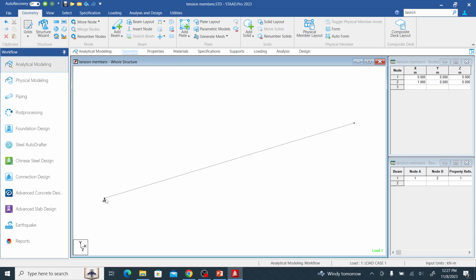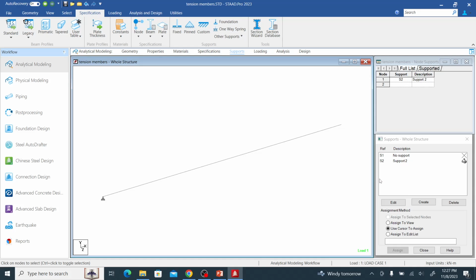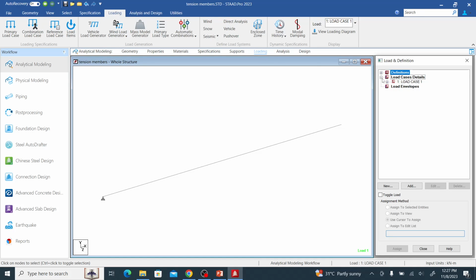Let's start. I just modeled a 1 meter beam and assigned my section of 20 by 20 by 3 equal angle. The next thing I did was go to support. I put a pin support at one end and went to loading. I applied a tensile load of 20 kilonewton. You can see 20 kilonewton in the x-axis is going this direction.